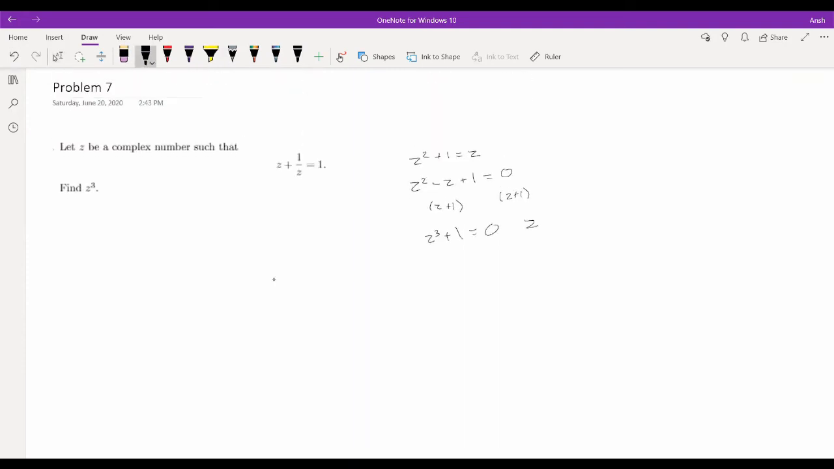And that just gives us that z cubed is equal to -1 if we solve for z cubed, which just gives us our answer. So z cubed is -1.